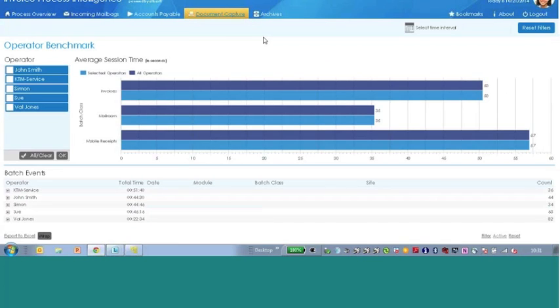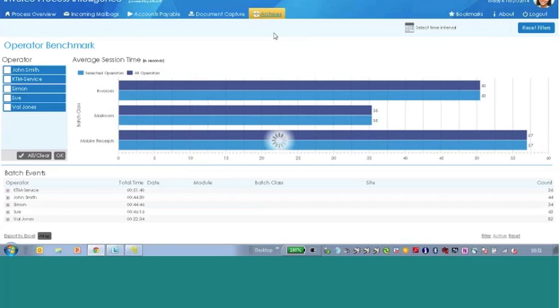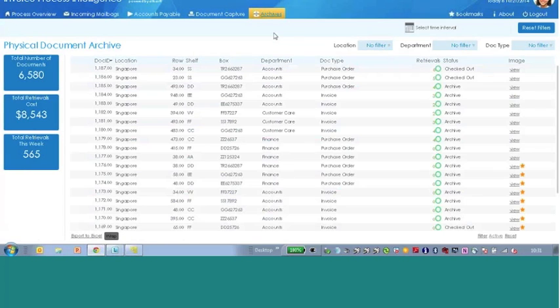Now, the other interesting thing as we move through this process, whether it's the document capture process, the workflow process, or in this case down to the final archive, is at any point we can also link out to the image.